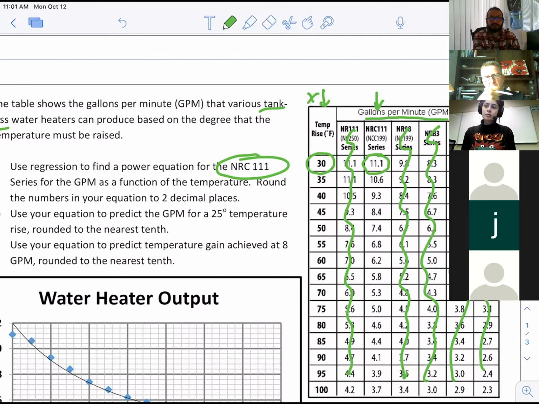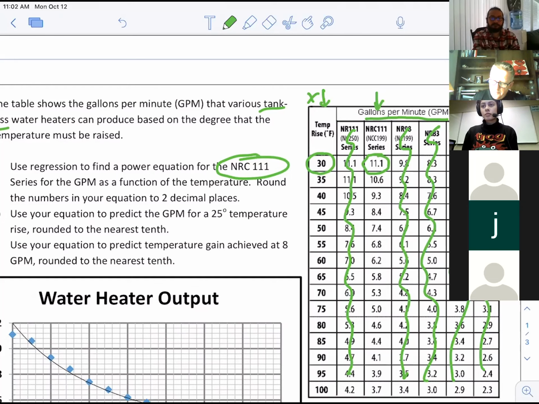So you know what a gallon of milk is. It takes a minute to produce that gallon of water if you want to heat it up 30 degrees. And why would you want to do that? Well, it comes off the street at 60 and you'd like it to be 90 before you stand in the shower. So I've got to heat it up 30 degrees. And if you do that, it'll put out 11.1 gallons a minute.